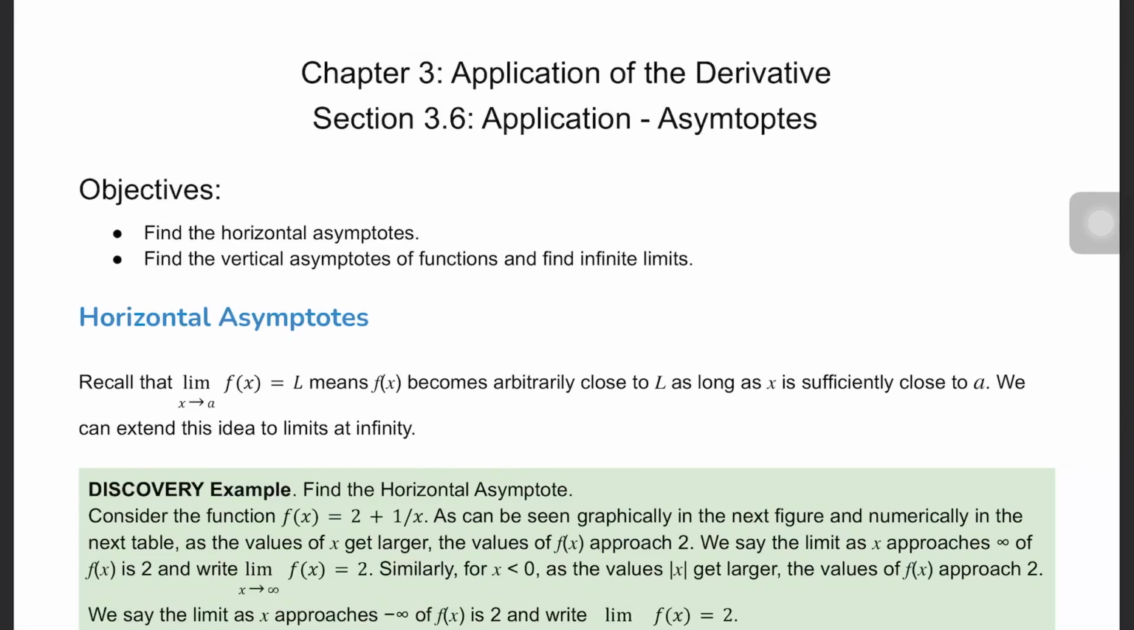Welcome back. So we're gonna jump into 3.6. In this section, we're gonna talk about asymptotes.